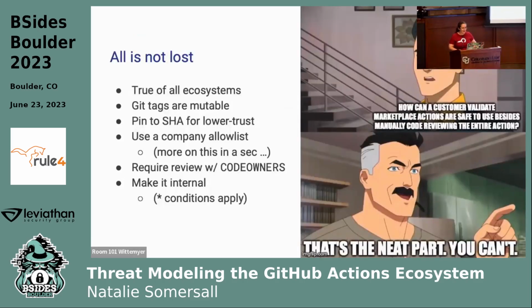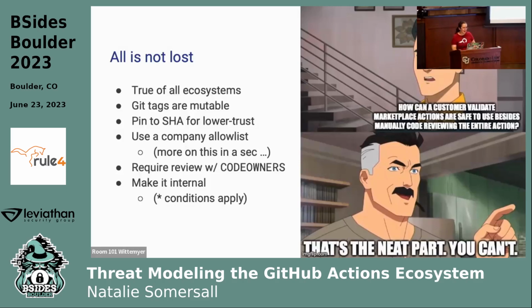But all is not lost. All of these problems that I've been talking about are true of all package ecosystems. It's not a GitHub Actions problem. It's really about thinking of your CI more like npm or PyPI or NuGet, et cetera. What I would like to really drive home is that Git tags in and of themselves are mutable. So pin to a SHA. Instead of saying @v3, you can do @SHA. And for lower trust environments, that's really important.